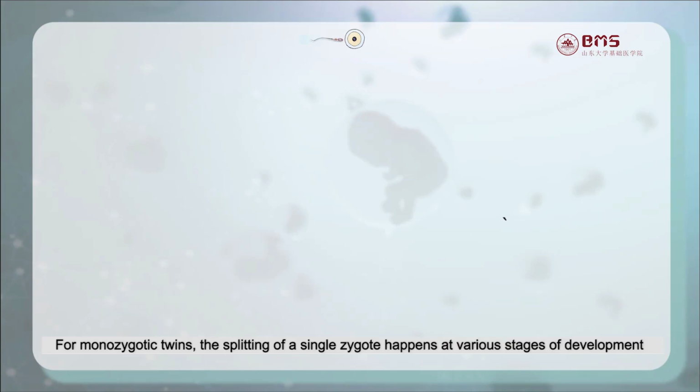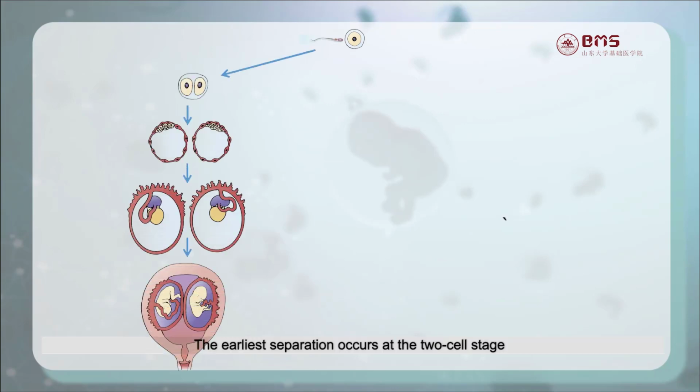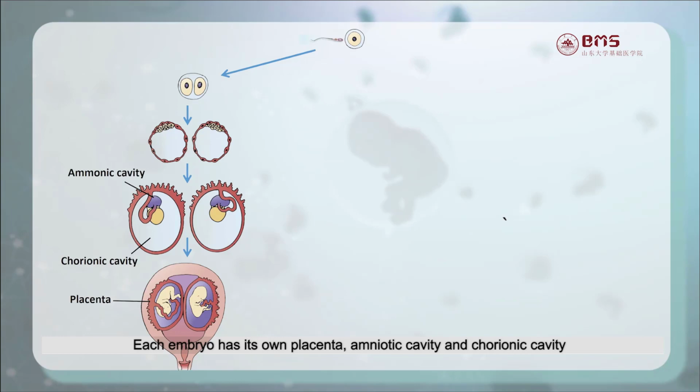For monozygotic twins, the splitting of a single zygote can happen at various stages of development. The earliest separation occurs at the two-cell stage. Each embryo has its own placenta, amniotic cavity, and chorionic cavity.